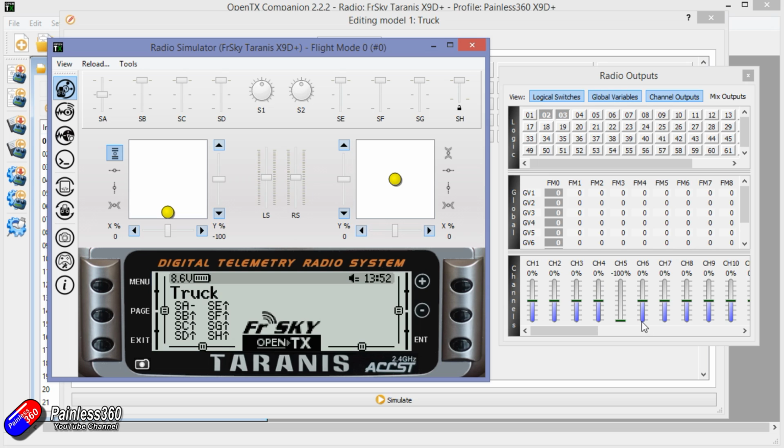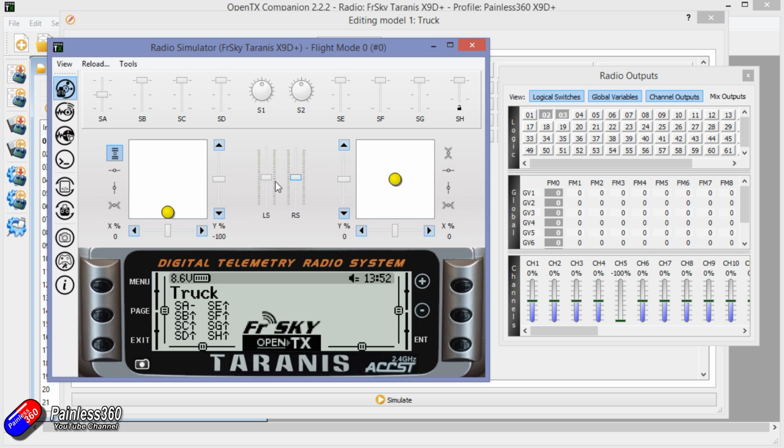So let's just test that. Again, you're looking at channel 5 here. So we're going to turn the model using one of the sliders to run the motor, and you'll see that as soon as I take either of the sliders away from the middle channel position, channel 5 comes on and the smoke comes on.